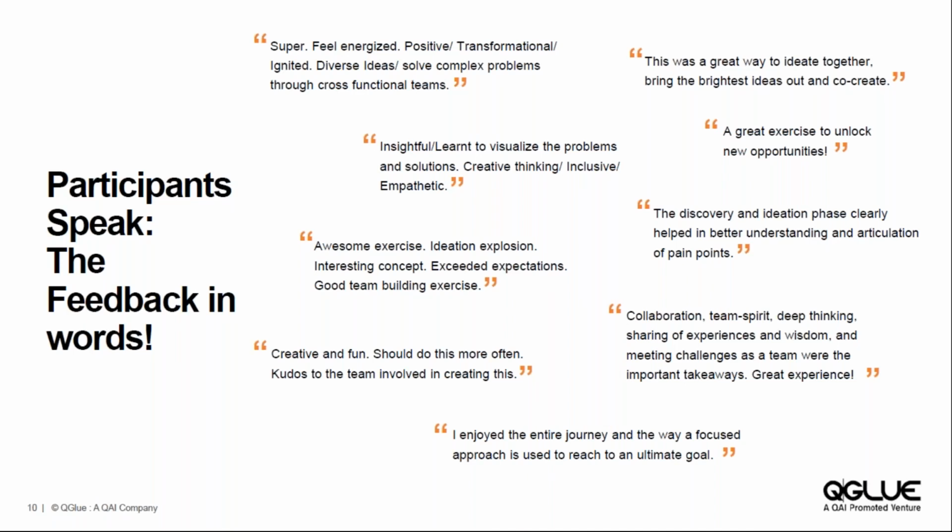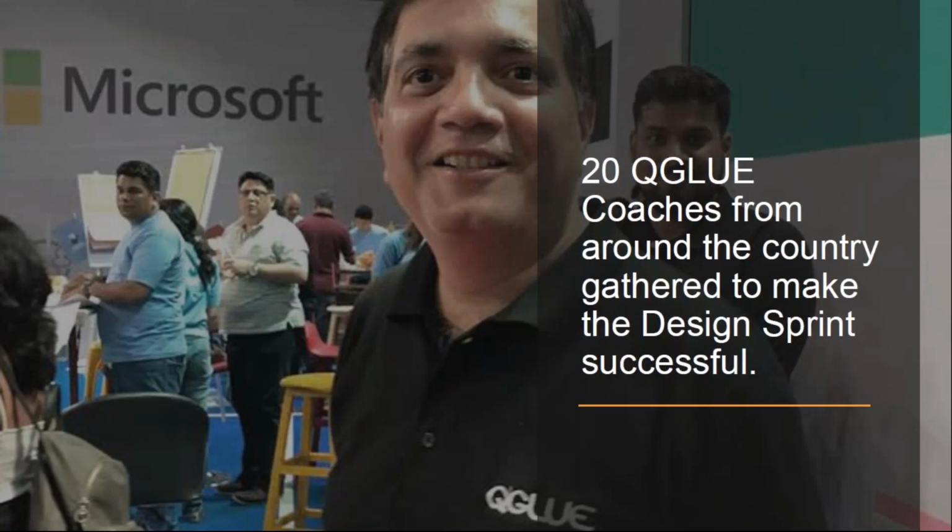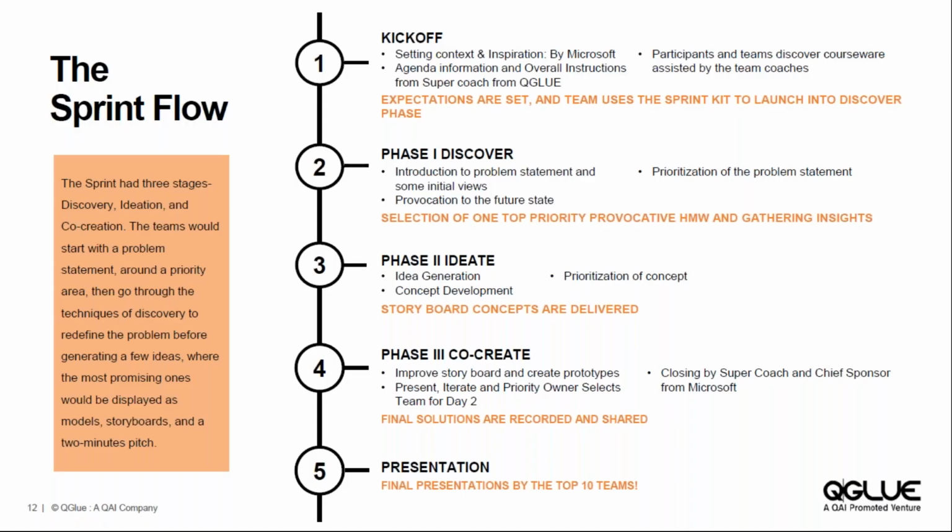This was the overall flow, as I mentioned. So you would have the kickoff by the leaders, and then the three phases of discover, ideate, co-create, wherein you would frame the challenges, ideate for a certain period of time, and then move through the co-creation phases. So this is the three-step process that we had followed for the sprint. So this is a customized sprint version.